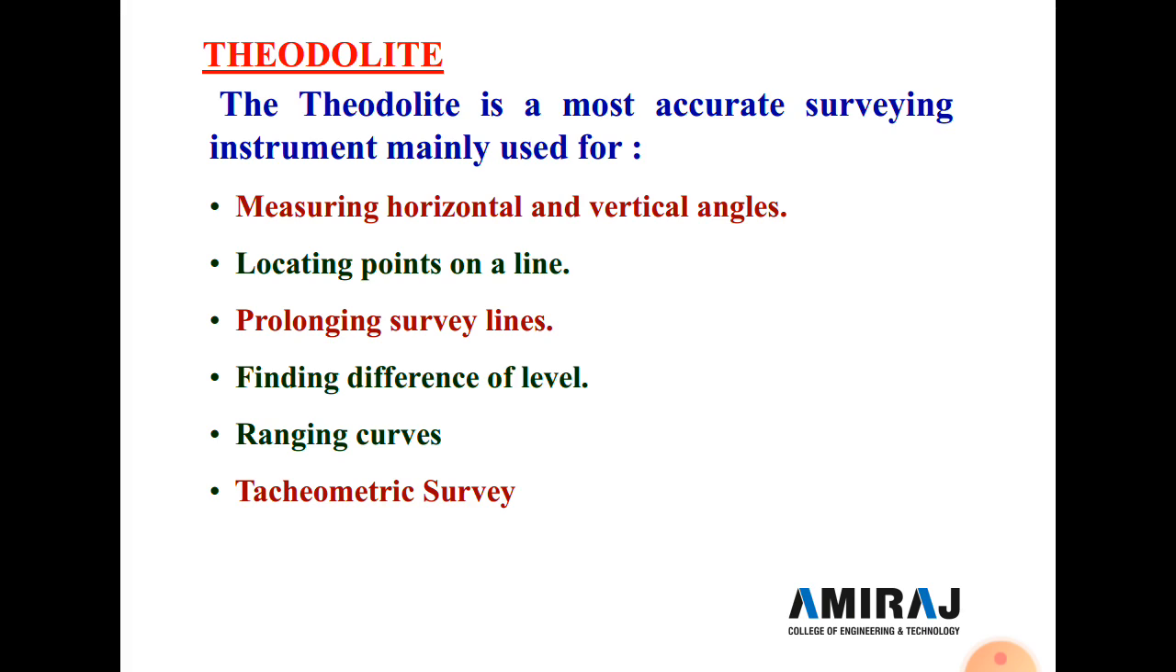Curves are in module number 4 of this surveying subject. Both horizontal curves and vertical curves are prepared in road networks. A horizontal curve is like a turning in a highway or road network. We prepare it by using the theodolite, with the two-theodolite method, to prepare a curve. And next is the tachometric survey. Tachometry is generally used for leveling purposes. In this survey we also use the theodolite.